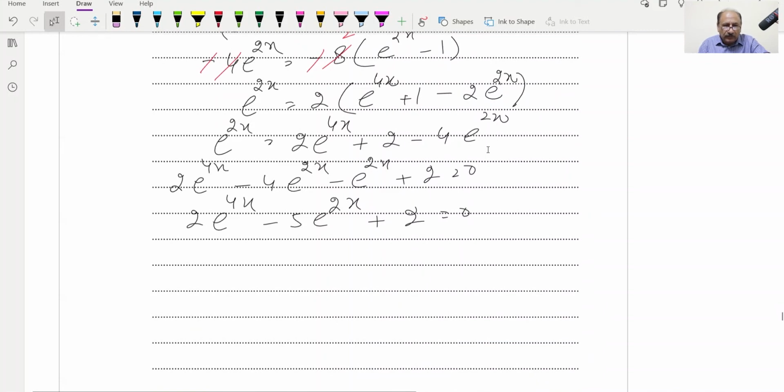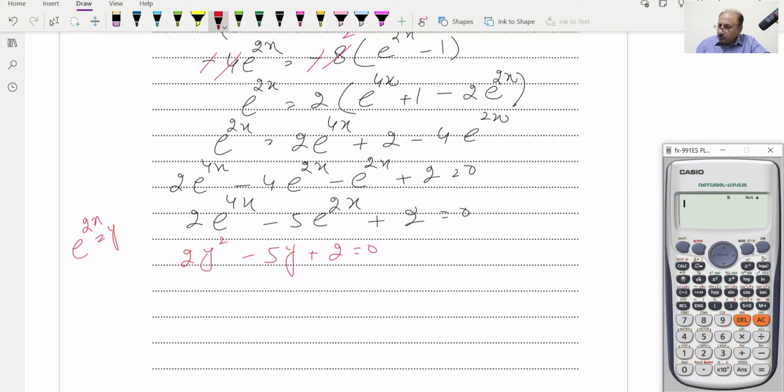So further we can write, I will write on this side, e raised to the power 2x is equal to y. So this will be 2y squared minus 5y plus 2 is equal to 0. This will be our quadratic equation in terms of y, and we can use the quadratic formula or any other method.